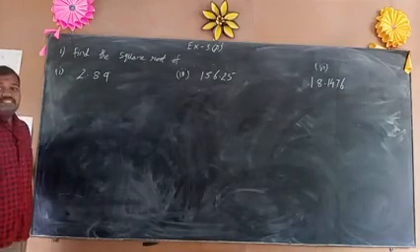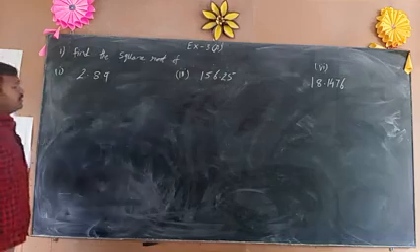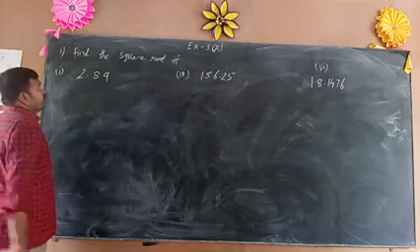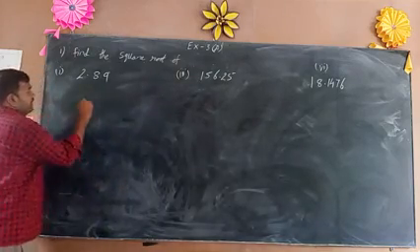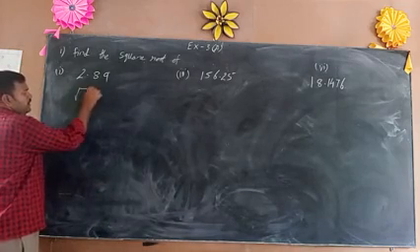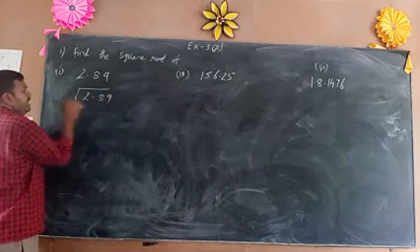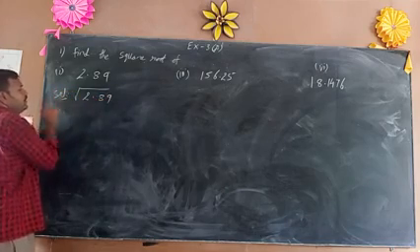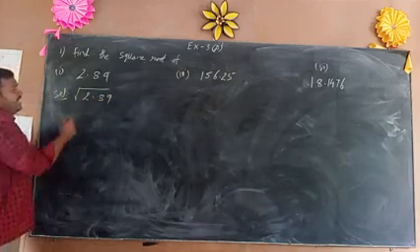Today we are doing exercise 3D. This is also finding the square root only. Find the square root of 2.89. Always you have to follow the same solution. You have to find the square root of 2.89.